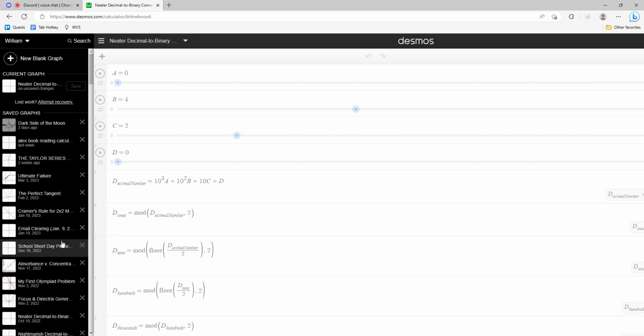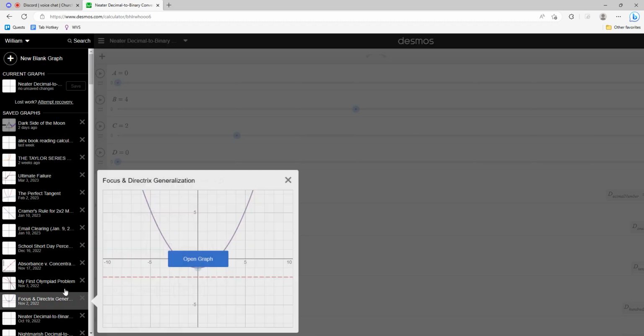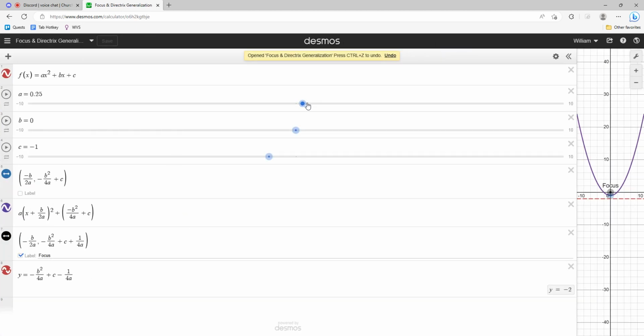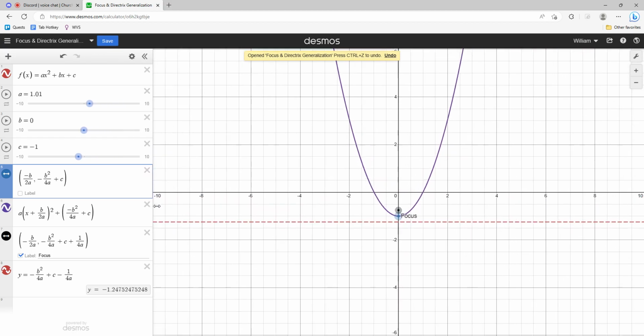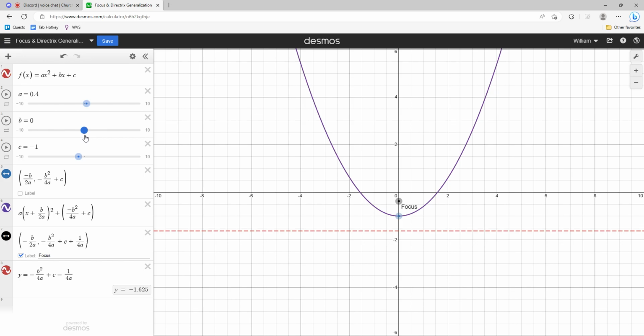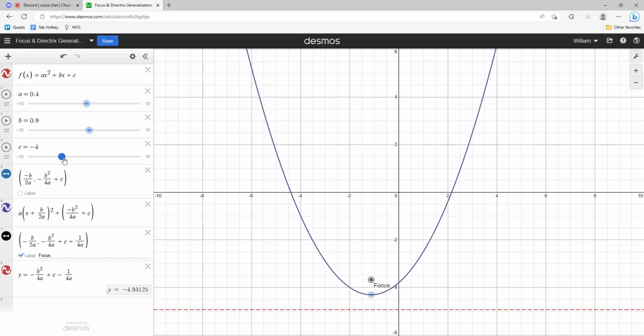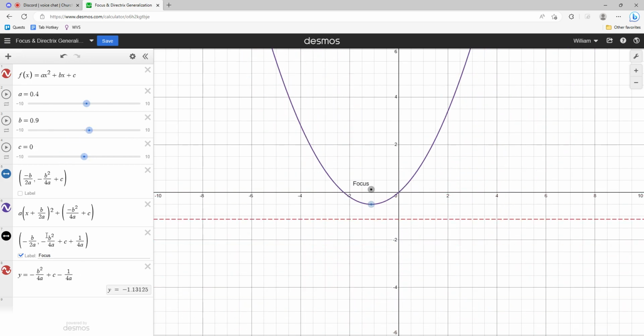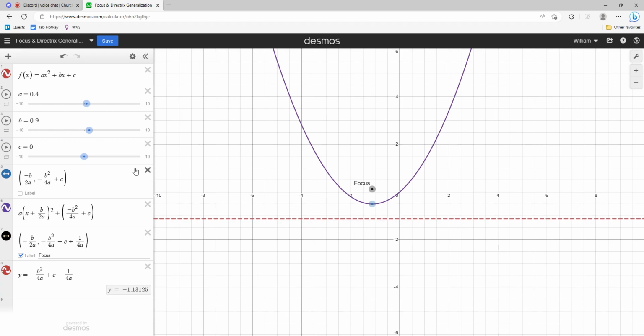Okay, this is the top here, so I'm getting there. Focus and directrix generalization. I'm not sure why this is so far out. Oh, I guess it saves from my last one. Alright, so the focus is here. And it changes. Cool. And the directrix is this line here.